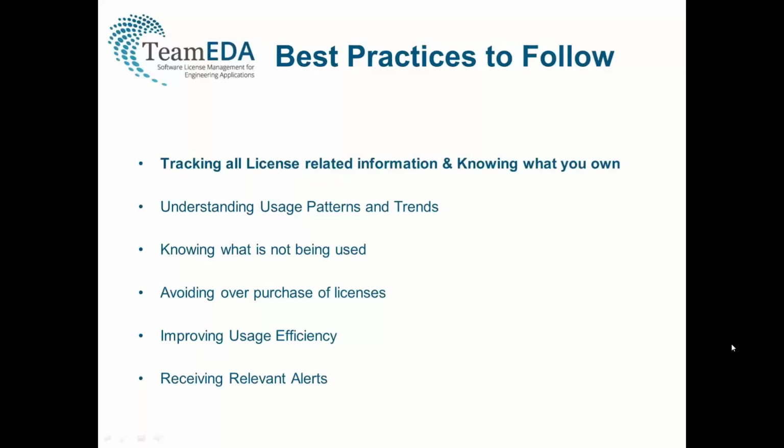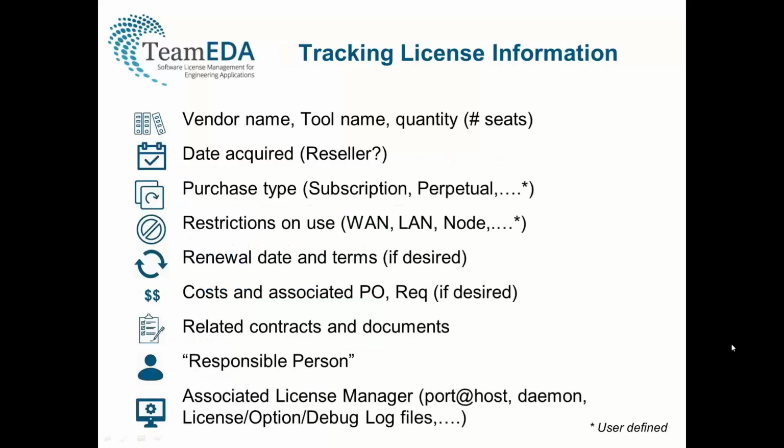First of all, tracking all license related information and knowing what you own. LAMUM has this asset manager part, which helps you track all your license related information, like the vendor name, the tool name, how many quantities you have purchased, when you purchased it, and if it's through a reseller, the reseller details. What is the purchase type, is it a subscription, perpetual, or just under maintenance, and are there any restrictions like WAN, LAN, or node lock restrictions on your usage. When is the renewal coming up, are there any terms or conditions associated, and what was the cost.